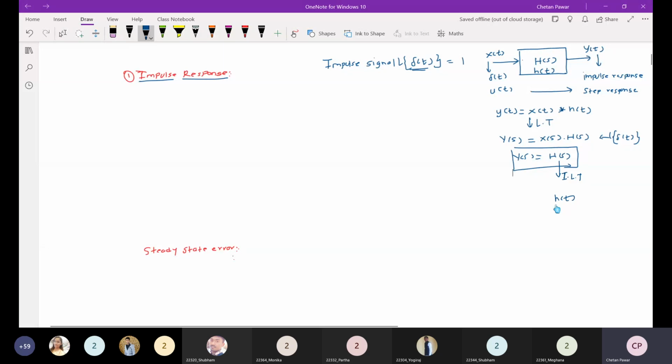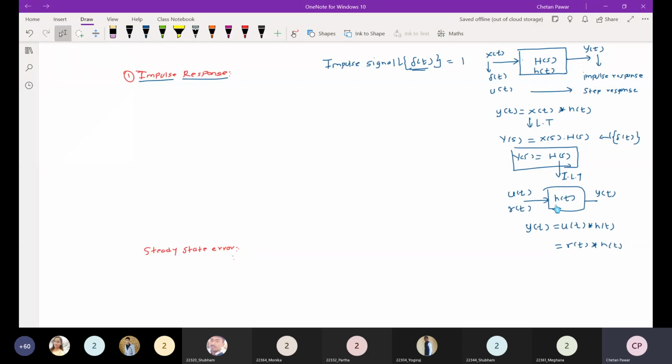Now if I get this h of t, then for any input, if I apply the step input, I will be able to calculate my output. So y of t will be u of t convolution with h of t, right? Similarly, if you apply a ramp signal, then also you can calculate the output.